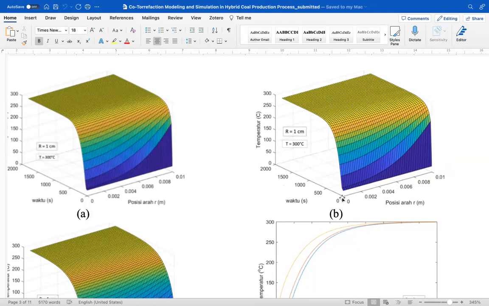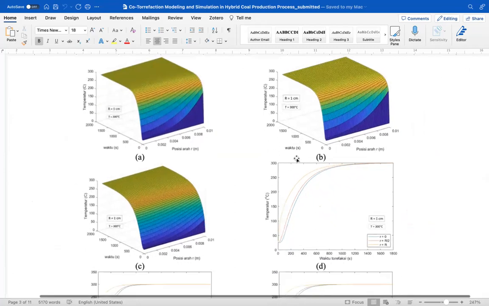So this tells you the time, this tells you the position, and this is the temperature. You can see that the temperature increases. In the beginning it is very cold, at 0, and then as time increases, the temperature also increases, but on the surface it becomes hotter compared to the center. The blue one is the cold one, the yellow one is the hotter one.